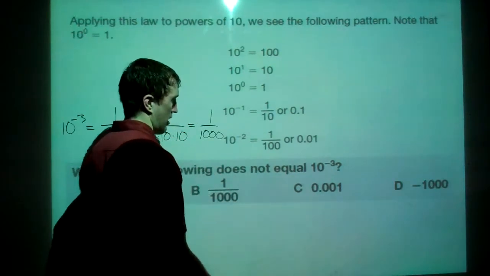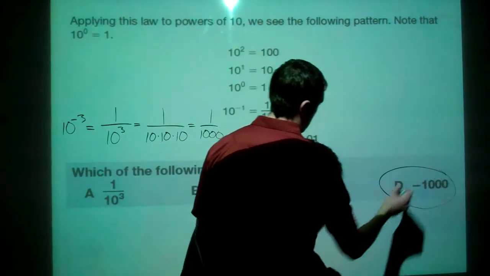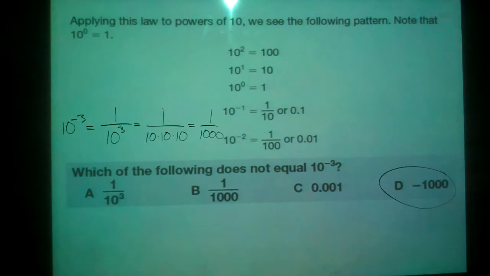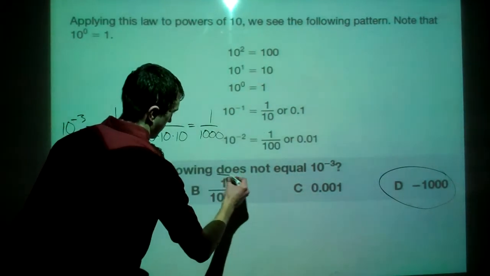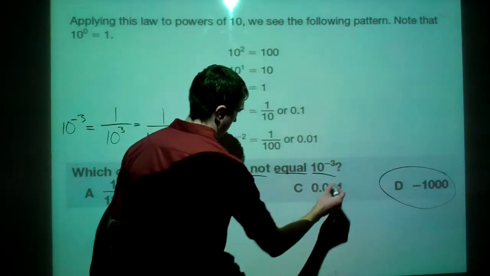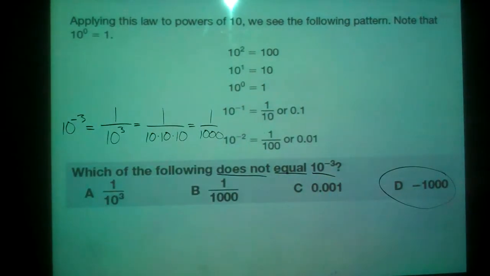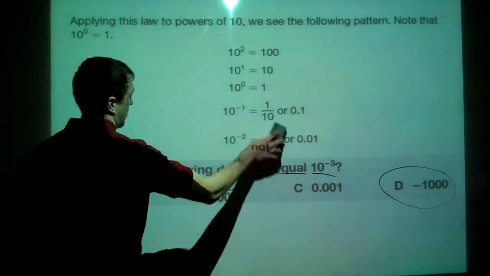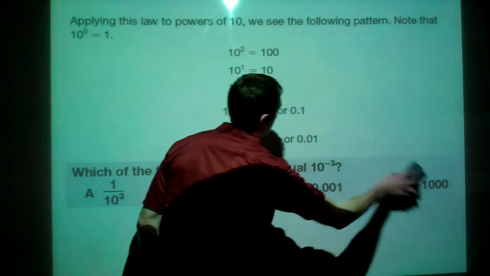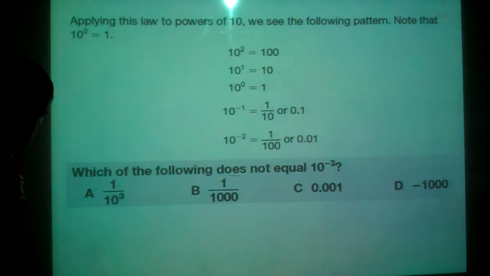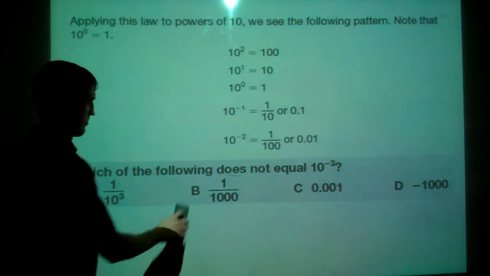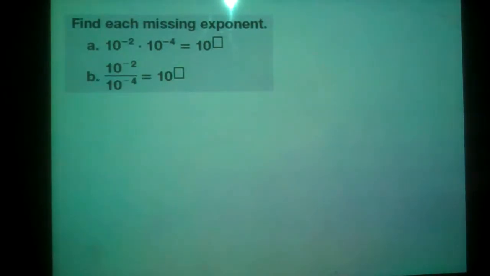So this one's okay, but it is not negative 1,000. Okay, so it is not D. It is not equal to 10 to the negative 3. So it's not negative 1,000. A, B, or C are all different ways we could write 10 to the negative third power. Okay. So we don't get a negative number when we have a negative power. Keep that in mind. Alright.